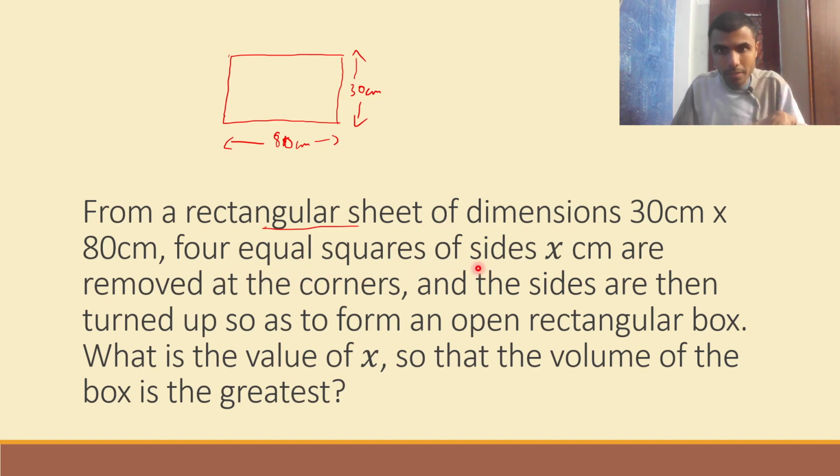4 equal squares of side x are removed. Basically 4 equal squares of side x, that means this is x and x, this is one square, another square x, another square x, another square x. Now the sides are then turned up so as to form an open rectangular box.